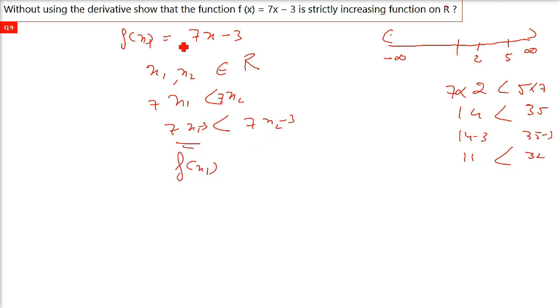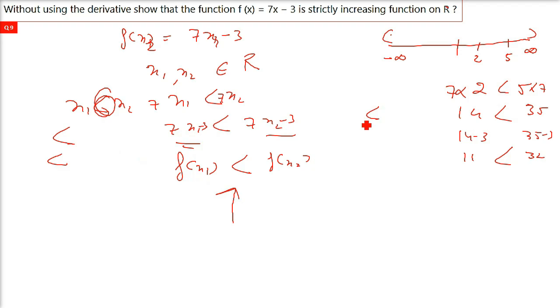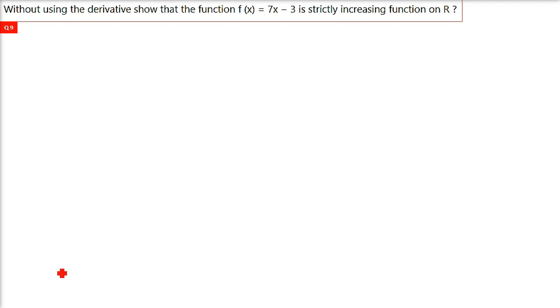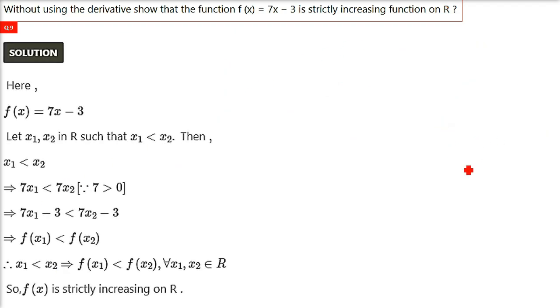So this is f(x1). If I put x2 here, it will be f(x2). So essentially what you got, it is less than only. We started with x1 less than x2. We found that the function value at x1 is less than the function value at x2. So that means the function is a strictly increasing function on the real number set. And if this sign changes, that means it is decreasing. But in this case, it is increasing. So you have to follow this procedure to solve it. This is how you're going to write. Okay, just note it down.